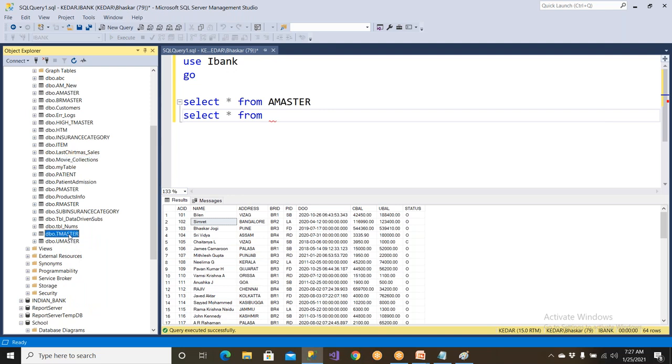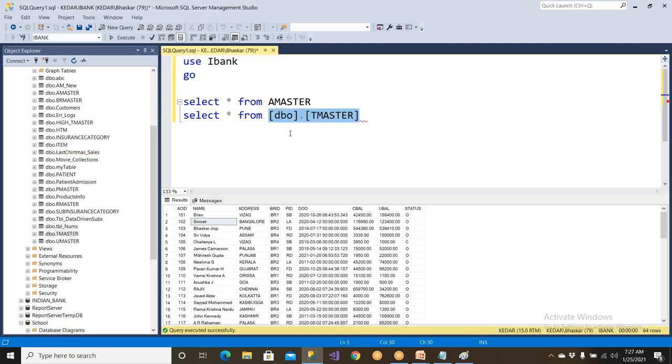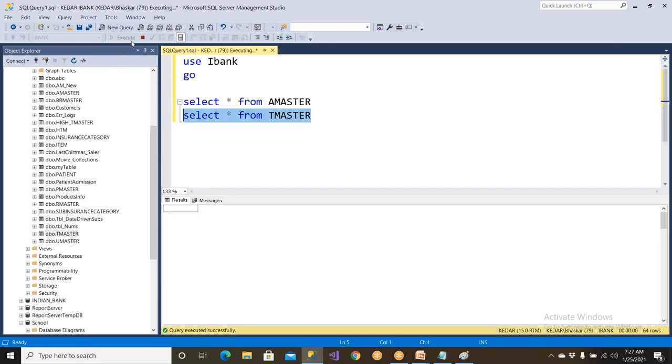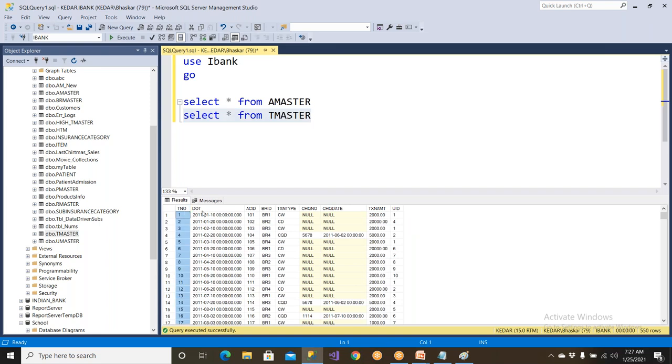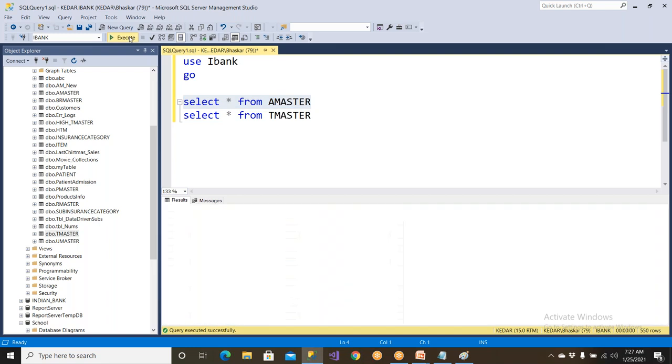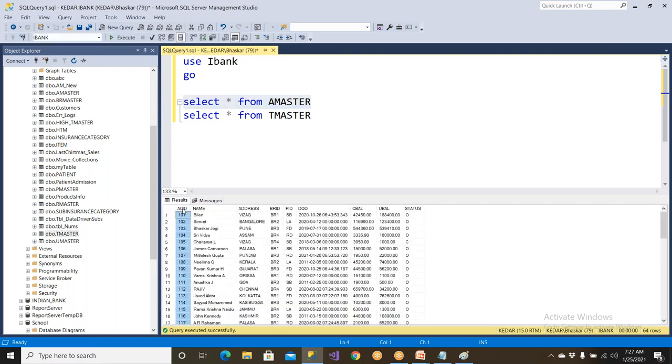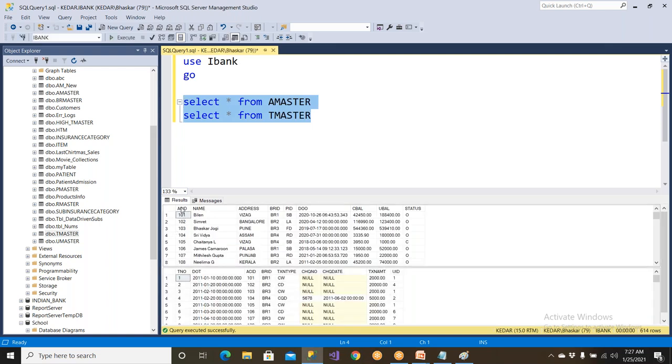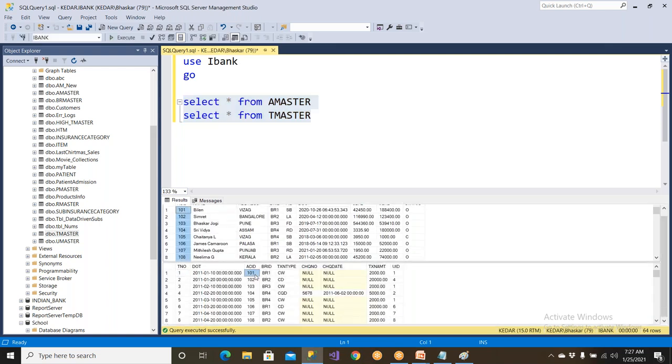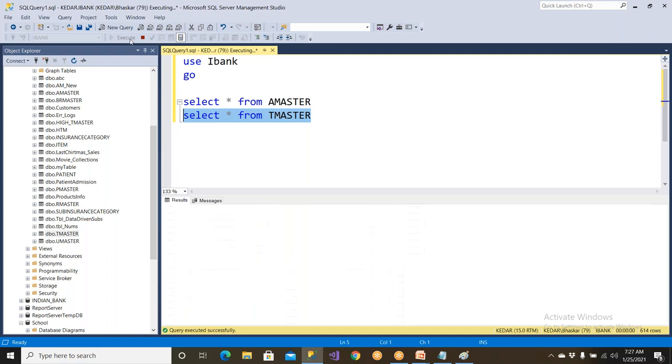Which is the table? There's T master, transaction master. You can drag and drop or you can type them as well. There is one more table called transaction master. When you execute this, you will be able to get a transaction number, date of transaction, account ID. So this account ID is a primary key, and this account ID is a foreign key. Clear? So I can join these two tables based on this condition, but a lot of other columns are also available.